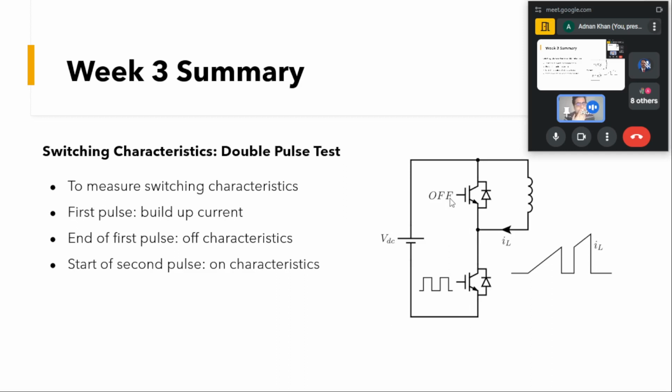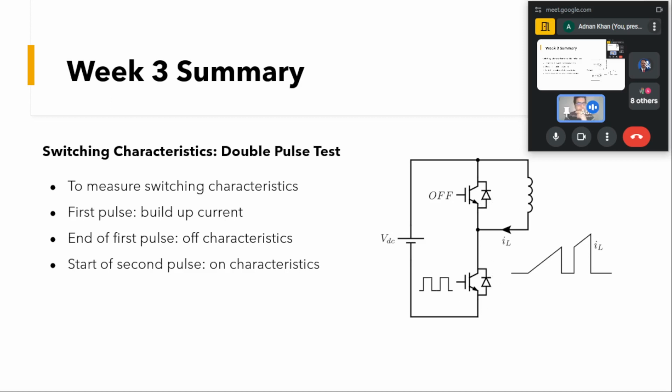So here, what is being done is that the top devices are kept in the off state. We have C, E and G terminals, so we can connect the G terminal to E, or we can have a gate driver that gives a negative voltage here, and we can keep this device in the off state.